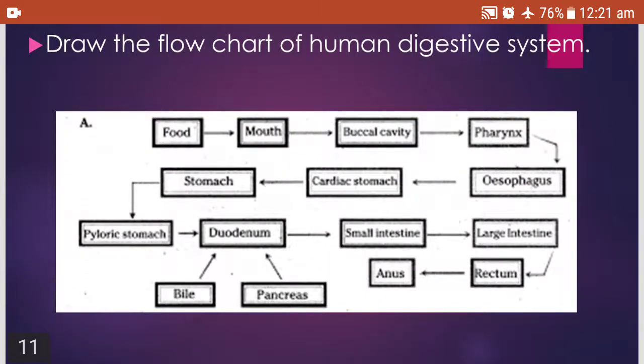Draw the flowchart of the human digestive system. Human digestive system is starting from mouth, buccal cavity, leads into pharynx, then esophagus, then stomach. You can write, instead of writing cardiac stomach and pyloric stomach, just write stomach. From there it goes into the duodenum. Then in duodenum the liver and the pancreas open. From the duodenum, the food is passed into the small intestine, then into the large intestine. Then the waste material is stored in the rectum and ejected out through the anus. This is the flow chart.